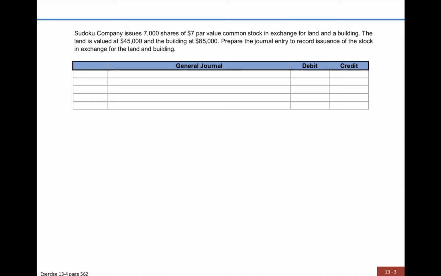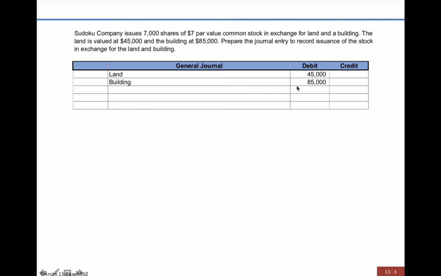Alright, last example I want to go over here, I think, maybe one more, let's see. Sudoku Company issued 7,000 shares of $7 par value common stock in exchange for land and a building. Land is valued at $45,000, building at $85,000. Prepare the journal entry to record issuance of the stock in exchange for the land and building. Okay, so we're going to have a debit to the land account for this amount, debit to the building account for this amount. That makes up our debit side.